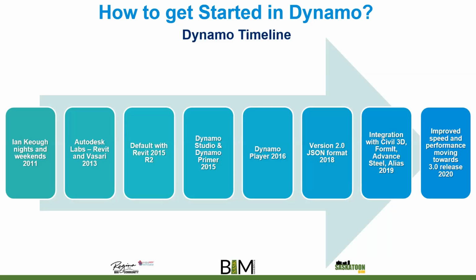It becomes a default part of Revit in 2015. Dynamo Studio and Dynamo Primer. Dynamo Studio is no longer around, but it was a paid version of Dynamo back in the day. Dynamo Player. The big jump from 1.0 to 2.0 where we changed to a JSON format, which was a game changer for the back-end programming. Last year, we integrated with things like Civil 3D, Formit, Advanced Steel, and Alias. And now in 2020, it's all about performance and speed and improving the reliability and what we can do with it as we work towards the 3.0 release, which will likely be the end of this year, early next year.